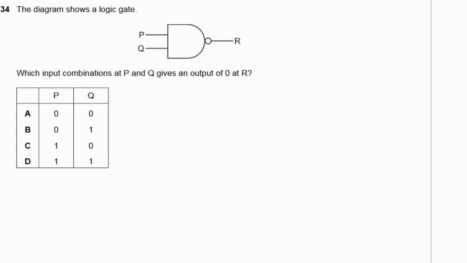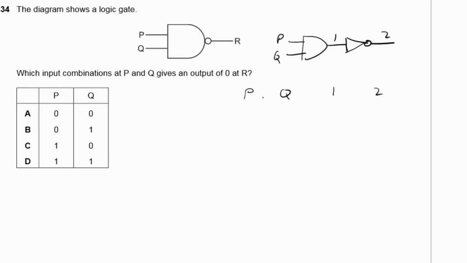34. The diagram shows a logic gate. Which input combinations at P and Q give an output of 0 at R? Now, this is what's known as a NAND gate. And a NAND gate is basically an AND gate plus a NOT gate. And that's how we'll analyze it. So we'll have P, we'll have Q, we'll have 1 and 2. And let's just put this out. P, Q, 1 and 2.